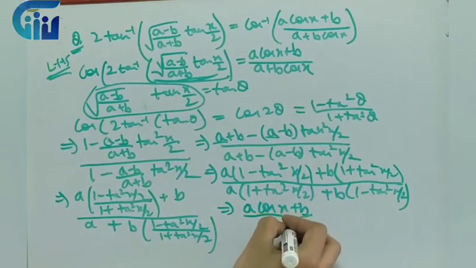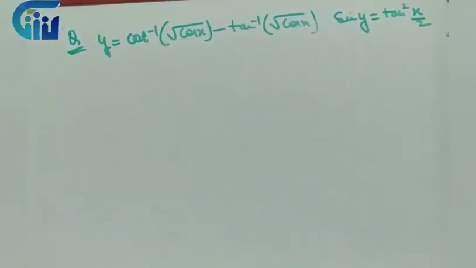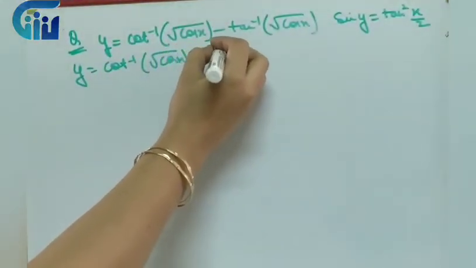Now let's open up the brackets and take a common on one side and b common on one side. So over here, if I take a common, what will I get? I'll get 1 minus tan square x by 2, right? Then if I take b common, I'll get 1 plus tan square x by 2. Similarly, if I take a common here, I'll get 1 plus tan square x by 2, and if I take b common here, I'll get 1 minus tan square x by 2, right? So this is all we will get if we simplify.